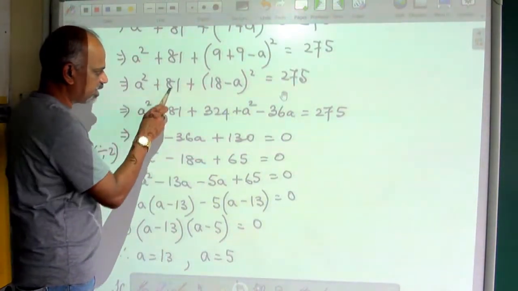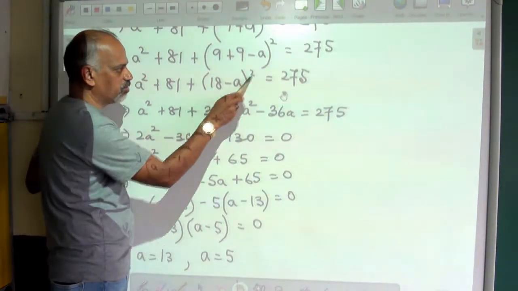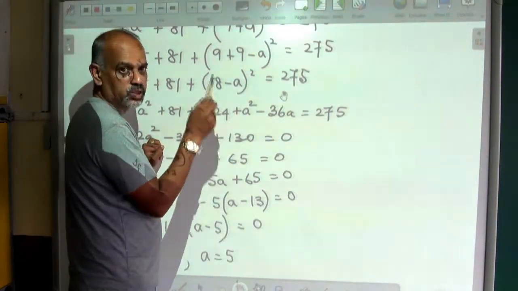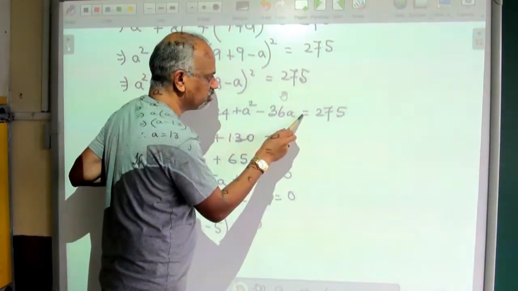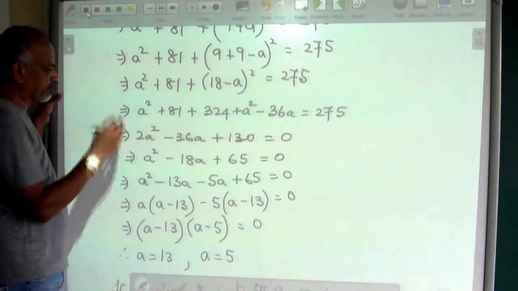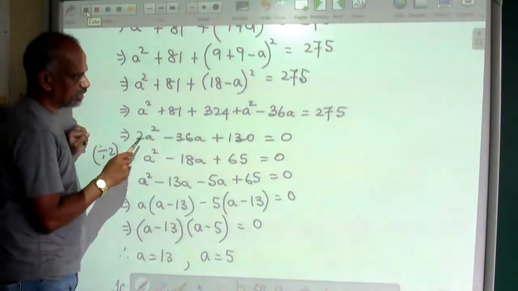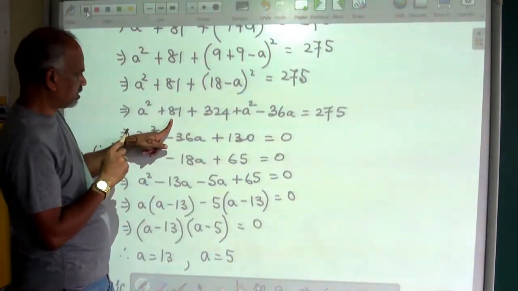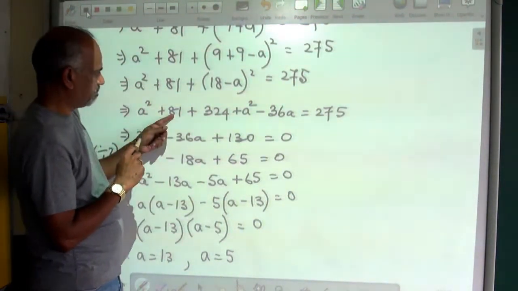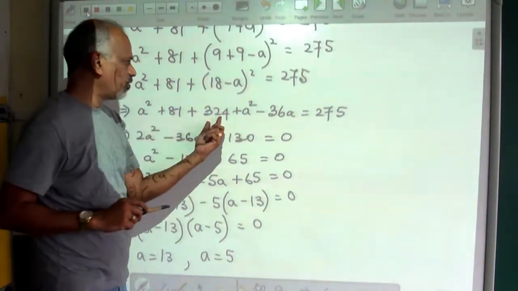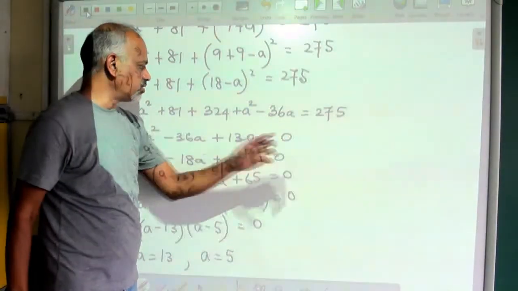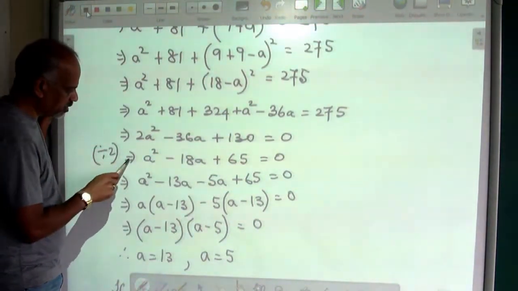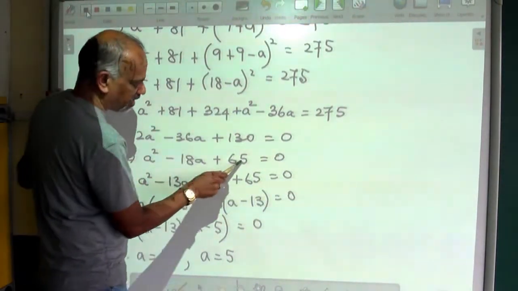So that's A squared plus 81 plus, if you square this, it is in the form of A minus B whole square. This one squared is 324, this one squared is A squared, and the third term is minus 2 into A into B, that is minus 36A is equal to 275. To simplify this, A squared plus A squared is 2A squared. Then you have minus 36A, then there is 81 and 324, and the 275 comes this side. Sorry, 81 plus 324 minus 275 will give you plus 130 is equal to 0. Now if you look at the numbers, 2, 36 and 130, all can be divided by 2. So divide by 2, you get A squared minus 18A plus 65 is equal to 0.